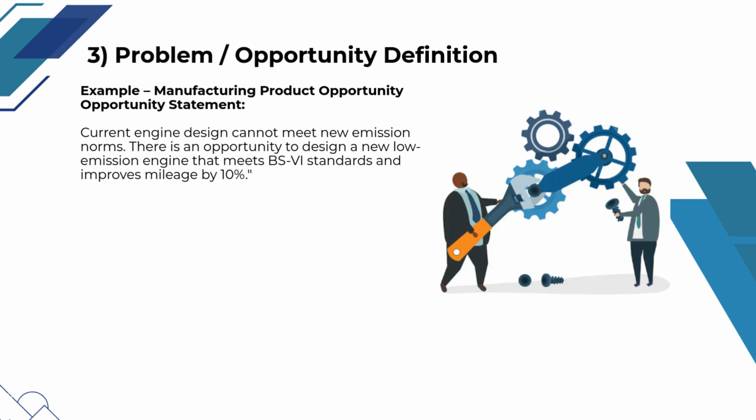In this manufacturing example, the opportunity statement identifies that the current engine design cannot comply with new emission norms, creating a clear need to design a new low-emission engine that not only meets BS VI standards but also enhances mileage by 10%, defining both the design objective and measurable CTQs.